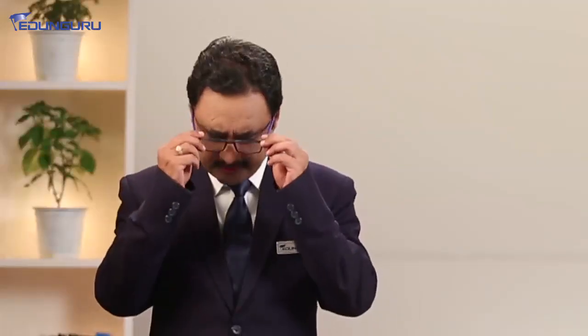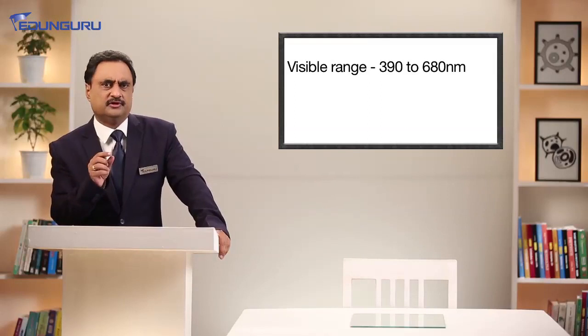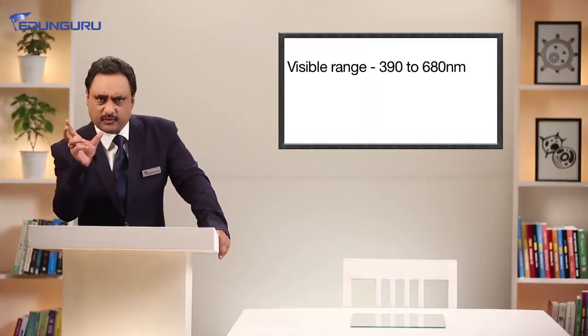Let's talk about something else, the light. We have discussed two abiotic factors: the air, and a little bit about the water as well. Now let's discuss another abiotic factor, that is light. We know very well the sun is the ultimate source of light, right? Now, what is light? In the eyes of physics, light is a visible spectrum having a certain wavelength. The visible range, we know very well, is 390 nanometer to 680 nanometer, and that is what we call the visible range of light.